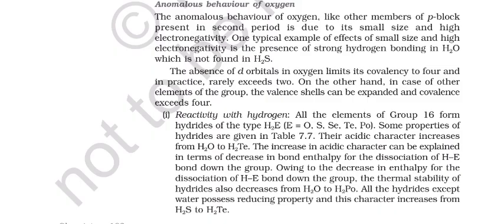Anomalous behavior of oxygen. The anomalous behavior of oxygen, like other members of the p block present in the second period, is due to its small size and high electronegativity. The only typical example of the effect of small size and high electronegativity is the presence of strong hydrogen bonding in H2O, which is not found in H2S. The absence of d orbitals in oxygen limits its covalency to 4, and in practice it rarely exceeds 2.